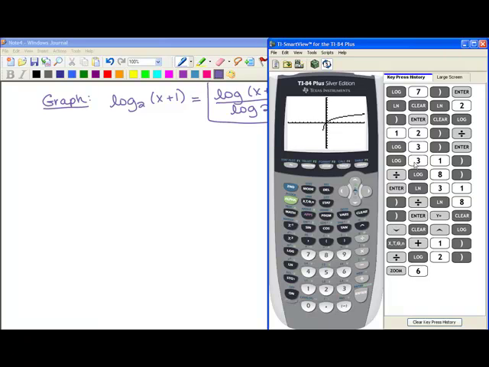So sometimes you'll need to use the change of base formula to either find a logarithm or to graph a logarithm if the base is not 10.